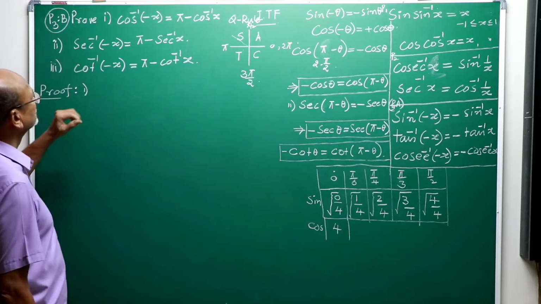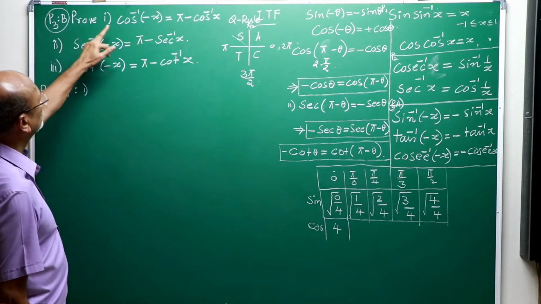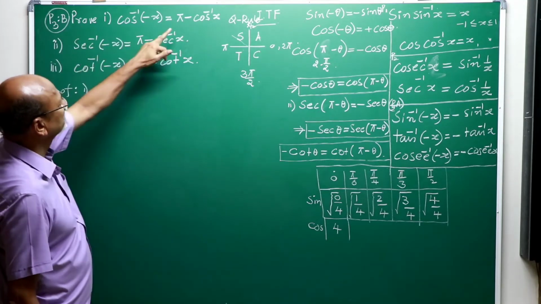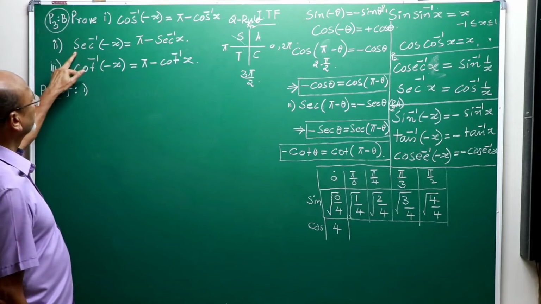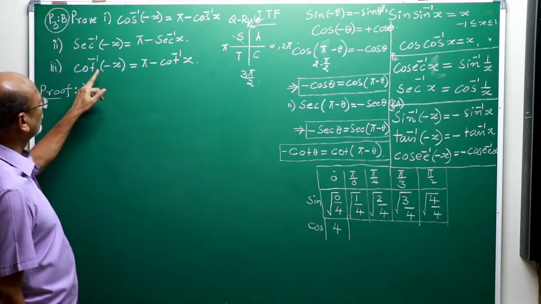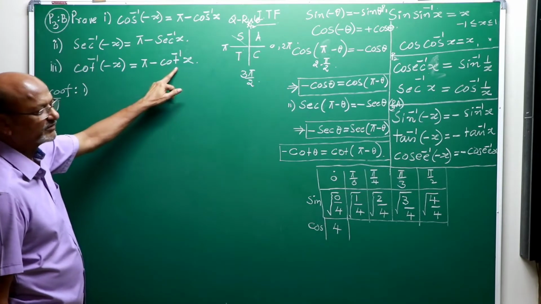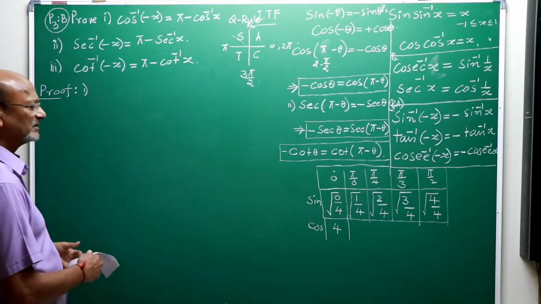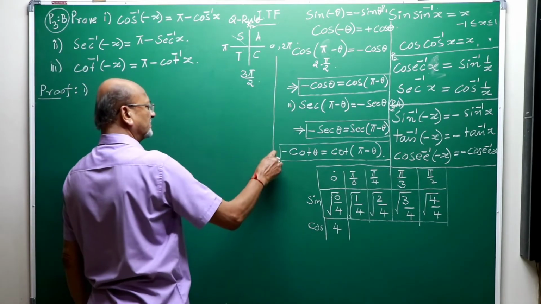This is another set. Prove. Yes, you can copy it. Prove: cos inverse of minus x is pi minus cos inverse x. Sec inverse of minus x is pi minus sec inverse x. And cot inverse of minus x is pi minus cot inverse x. These three, my friends. The method is once again the same.